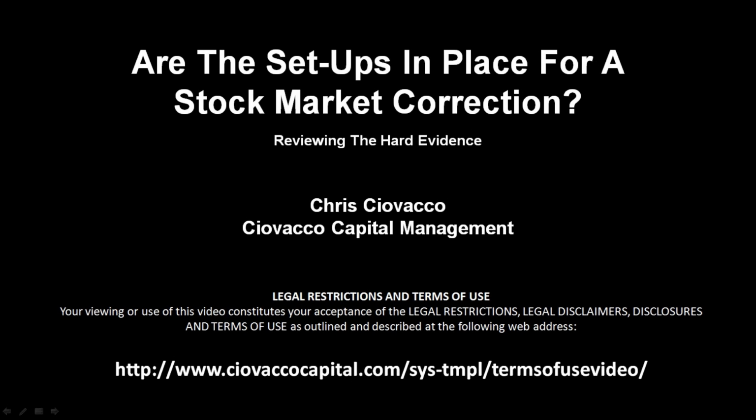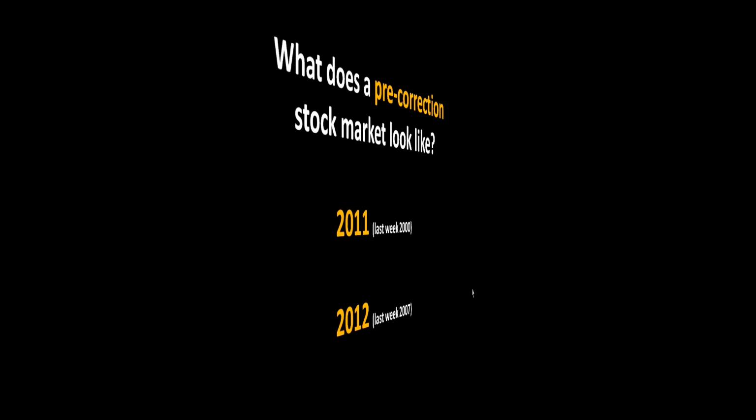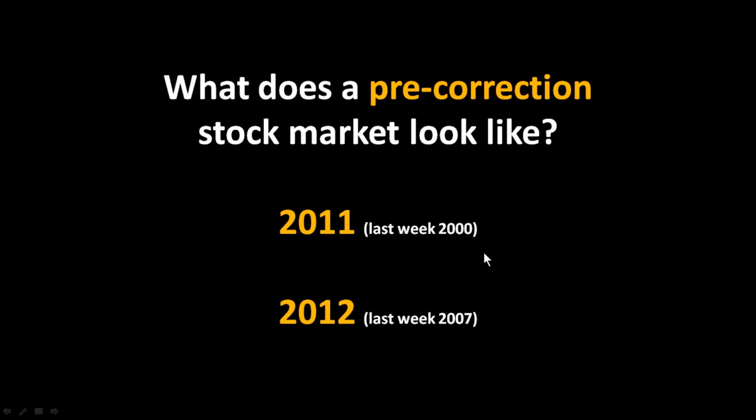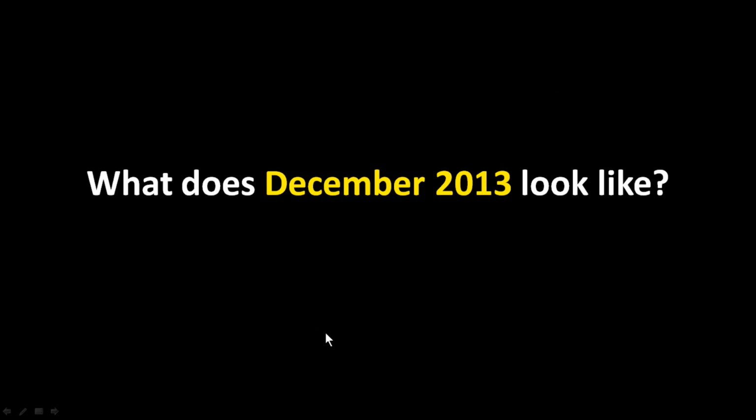In this week's video, we'll look at observable, unbiased, and binary evidence to help us answer the question, are the setups in place for a stock market correction? In last week's video, we looked at the year 2000 and 2007, so we basically reviewed pre-bear market periods. In this week's video, we'll look at pre-correction periods in 2011 and 2012 and compare them to the present day.